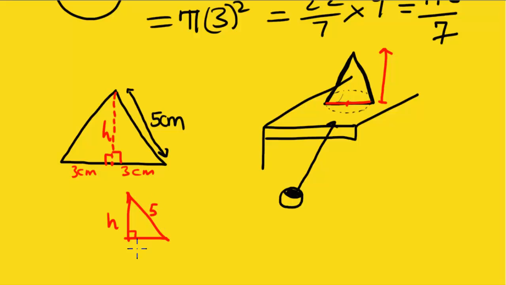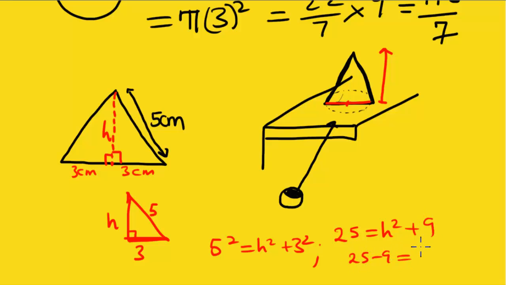Basically you reduce your cone to a simple right angle triangle with an unknown height h, the perpendicular height you're trying to determine, a slant height of 5, and half of the base as 3. Using Pythagoras, 5 squared is h squared plus 3 squared. We're trying to find h. So 25 equals h squared plus 9. So 25 minus 9 is equal to h squared. h squared is 16. h is the square root of 16, which is 4. So now we know the perpendicular height. This height is 4 centimeters.